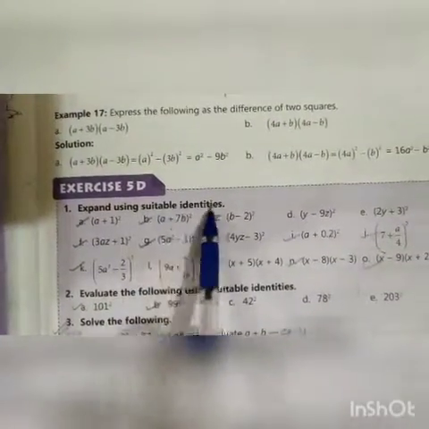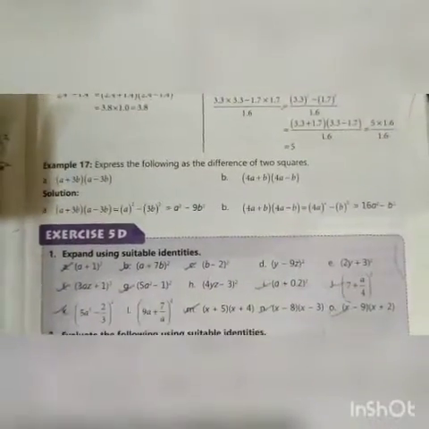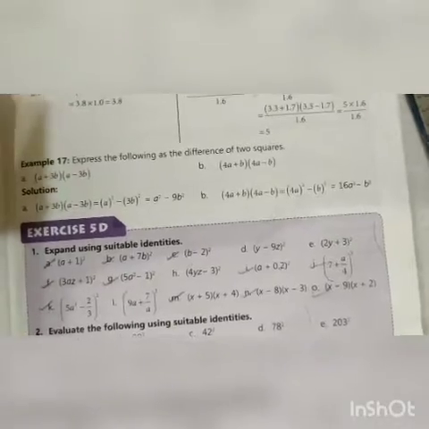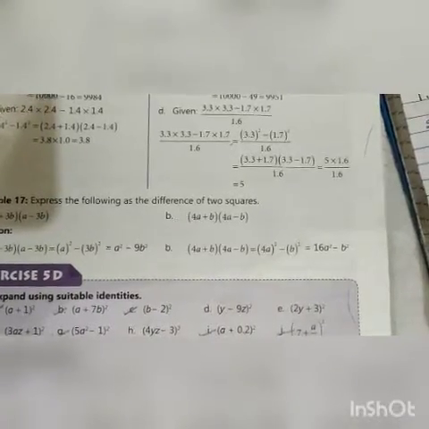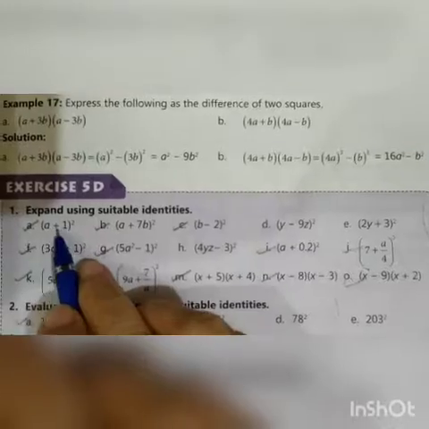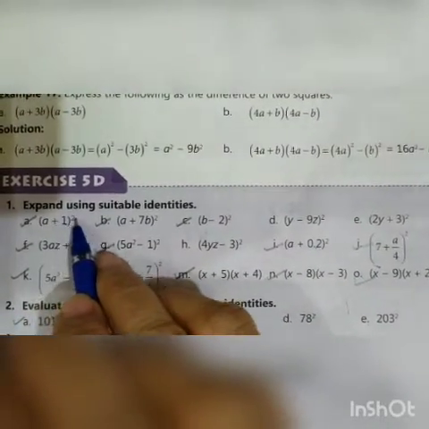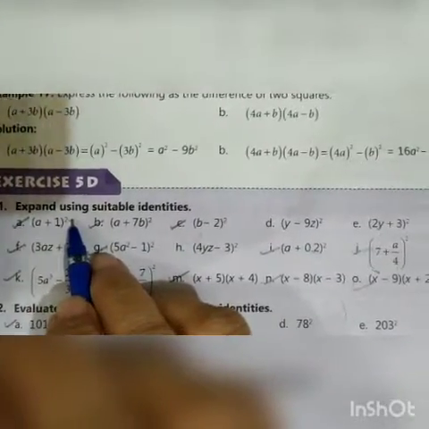Its first question is expand using suitable identities. We will use the identities to solve these questions. So its A part is a plus 1 whole square. It will be read as a plus 1 whole square, not a plus 1 square. We say a plus 1 whole square.